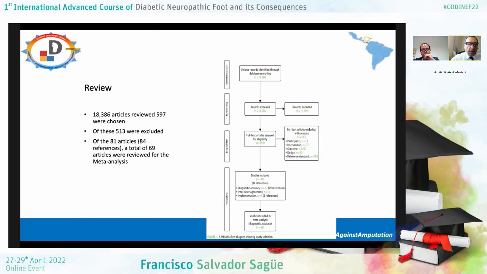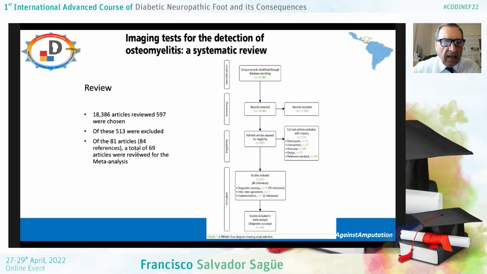Professor Salvador said that they started with 18,386 articles to make the review, and only 81 articles arrived to the end, and 69 were reviewed for the meta-analysis. Please, the next one.